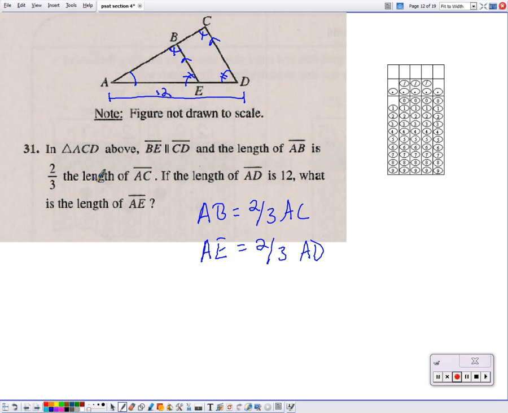And we're given the length of AD is 12. And then 2/3 times 12 is 8. So the answer is 8.